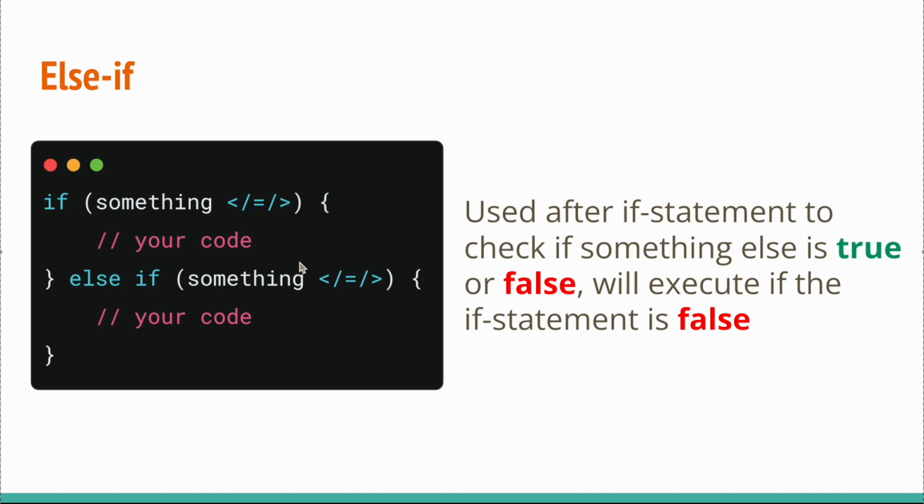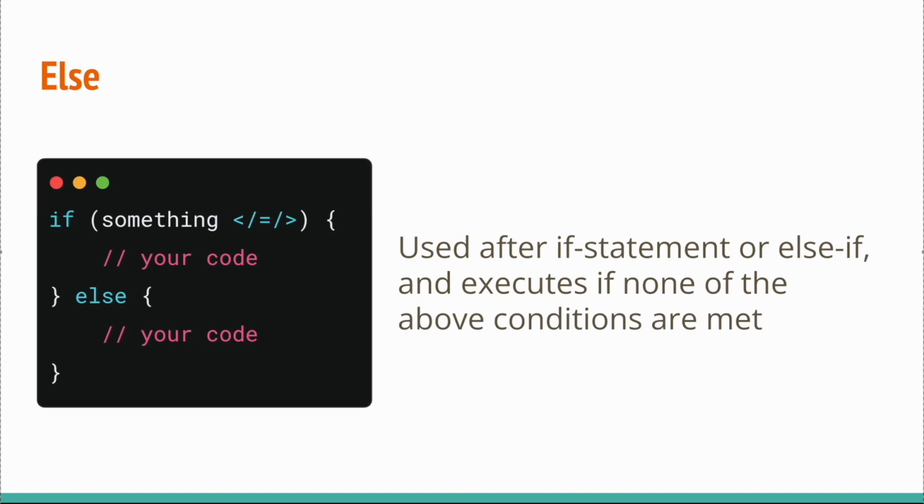An else if statement is used after the if statement to check if something else is true or false, and it will execute if the if statement is false. And lastly, we have the else statement. This is used after the if statement or else if statement, and is executed if none of the above conditions are met.